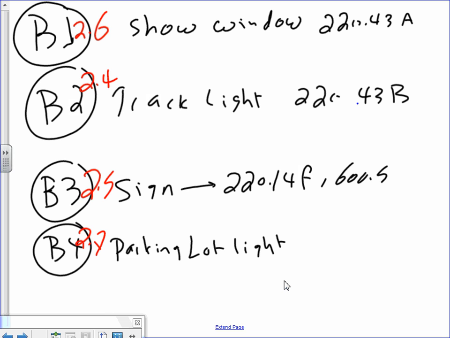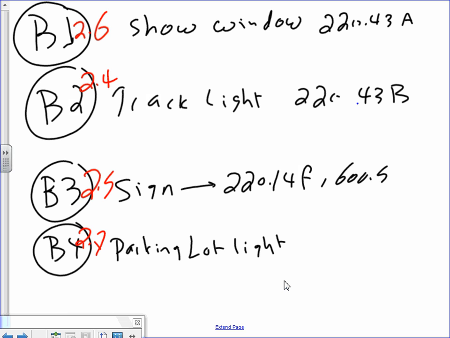Okay, if you guys go there, it tells you for show window, can you guys go there and look at it? 220.43A. It will tell you for a show window, you have to allocate 200 volt amp for every foot. Back track a second. Often with our receptacles, we didn't do 20 times 120 to get the volt amp, because for the receptacles, we were given the volt amp from the NEC. For lights, we're given the amps, so you need to find the volt amps.